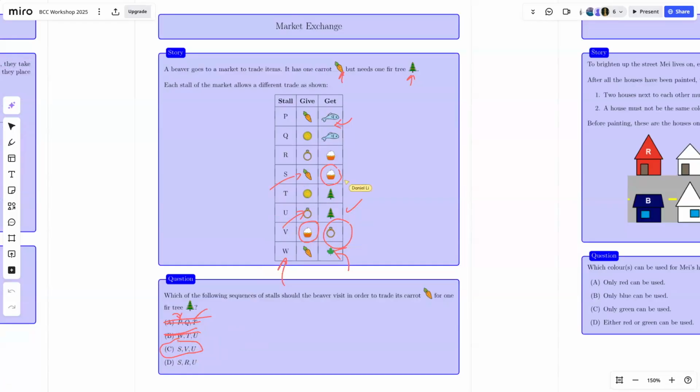SRU. S gives you a muffin, but R uses a ring. So again, at the second step, it's already false. So we can just eliminate D, and the correct answer is C. Again, a pretty straightforward problem if you know what you're doing. So make sure, again, don't be fooled by this big table. At this stage, they will try to make it seem very daunting.